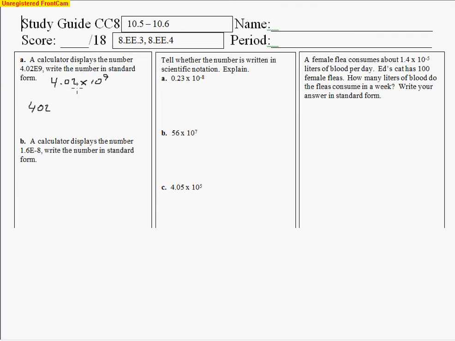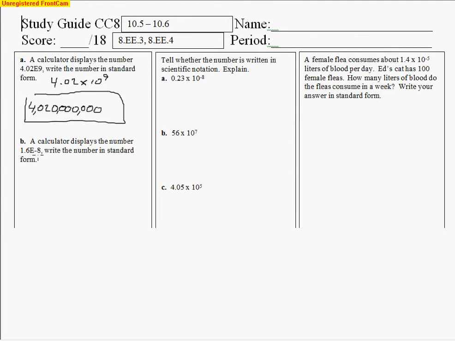That's 2 spaces to get to the other side of the 2, but then I'm out of spaces, so I have to add zeros. I'm going to add 7 zeros: 1, 2, 3, 4, 5, 6, 7 zeros after the 2. And then here's the number, 4,020,000,000, which is that number in standard form.